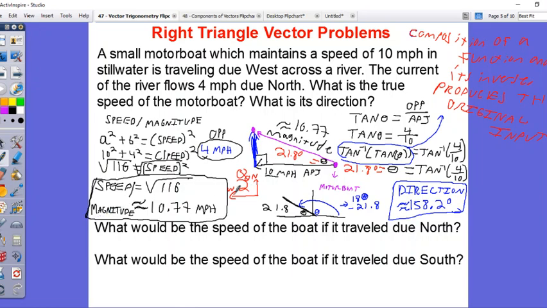That is our magnitude and a direction. What would be the speed of the motorboat if it traveled due north? That's going to be 10 plus 4 equals 14 miles per hour. And here, this would be 10 minus 4 is equal to 6 miles per hour. And this is because here the motorboat and the current would be perfectly in sync if they're traveling together and be going perfectly against each other if they're going in opposite directions. Okay. Moving on.